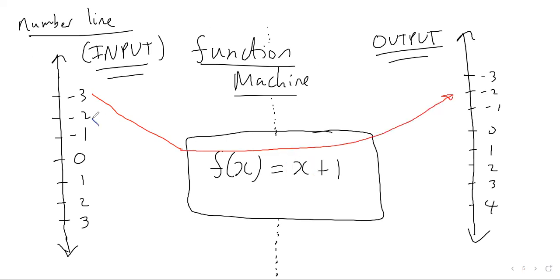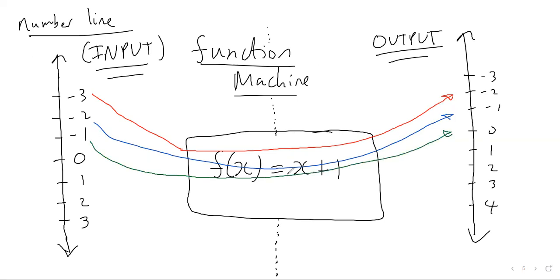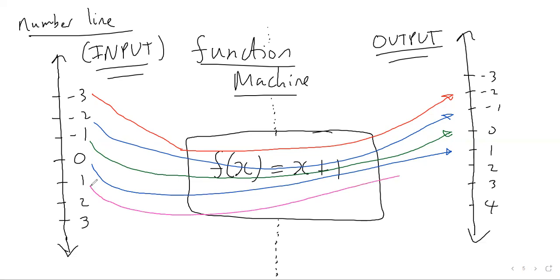And then we can keep on going with the rest of these. Plug in minus 2, we will get out minus 1 this time. Plug in minus 1, we will get out 0, because minus 1 plus 1 is 0. Plug in 0, we get positive 1. Plug in 1, we get positive 2, and so on and so on. I think you see the picture.